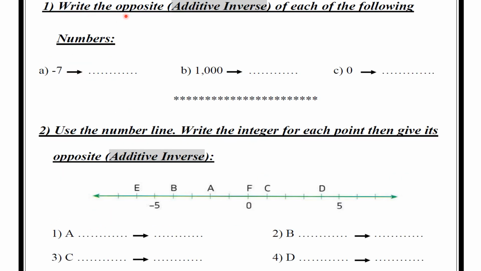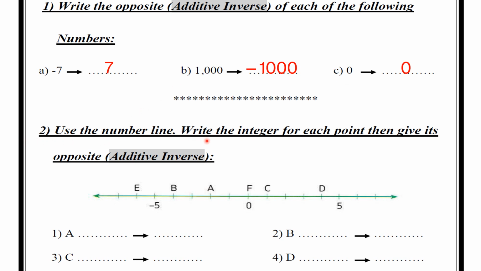Here, write the opposite or additive inverse of each of the following numbers. Here we have negative 7, so its additive inverse will be positive 7. So the negative will be positive and the positive will be negative. Here we have 1000. It's a positive number, so its inverse will be negative 1000. And here the last one is 0, so its additive inverse is 0.